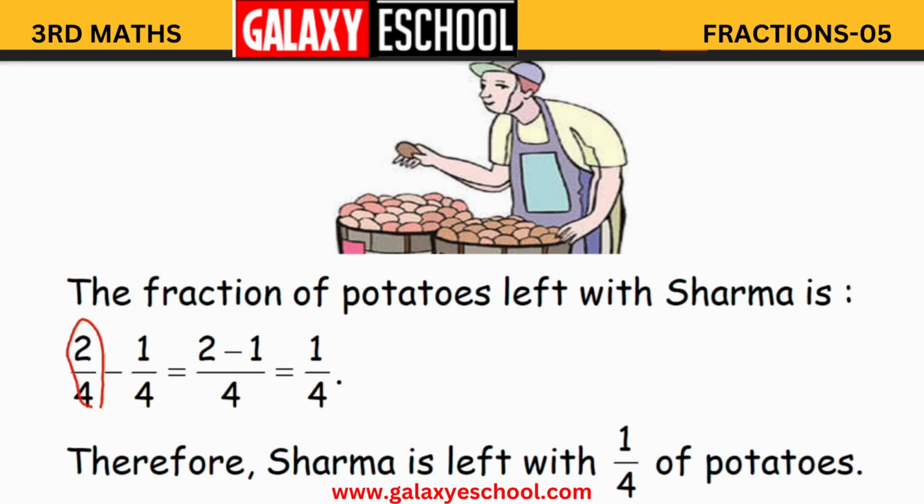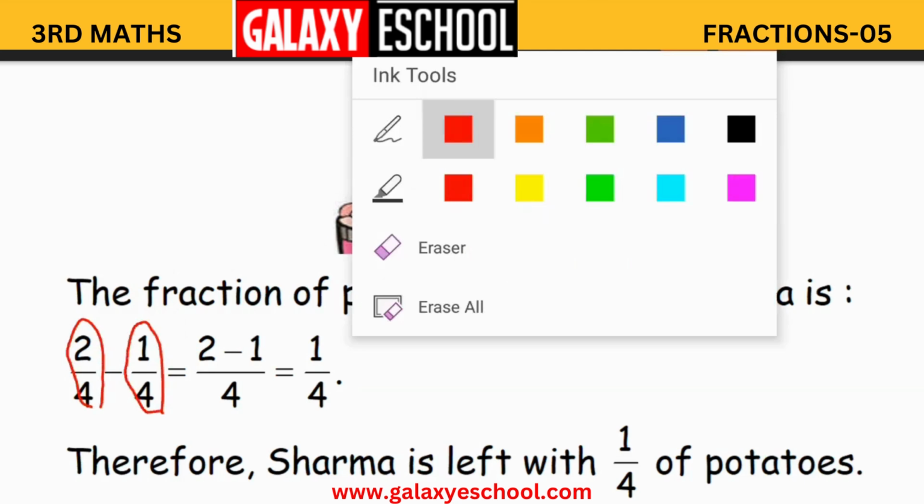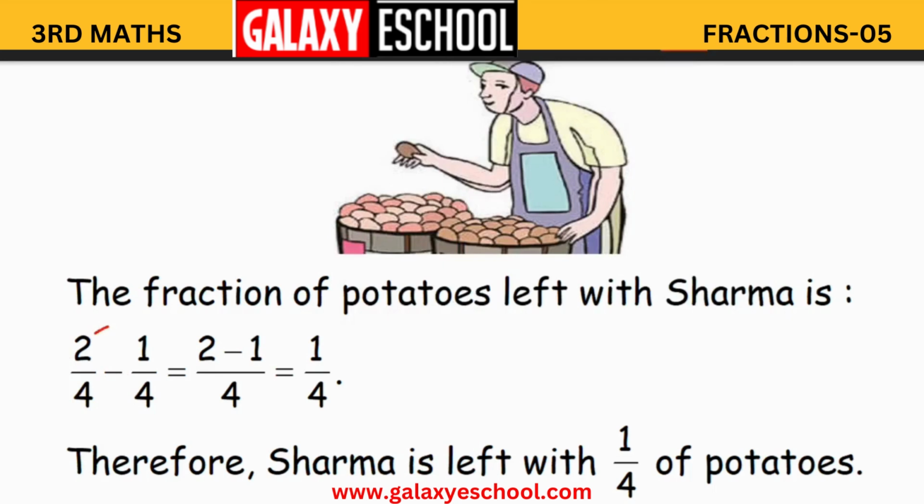Actually there were 2 by 4 potatoes, but Sharma has sold only 1 by 4 potatoes. So 2 by 4 minus 1 by 4. Subtract the numerators. 2 minus 1 divided by our common denominator 4. So 2 minus 1 is equal to 1 divided by 4. So what can we conclude, children? Therefore Sharma is left with only 1 by 4 of the potatoes.